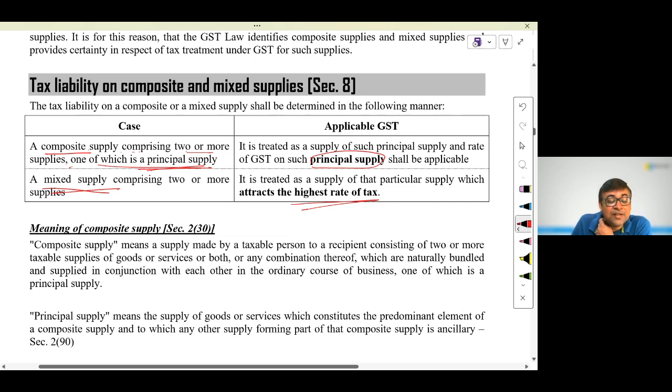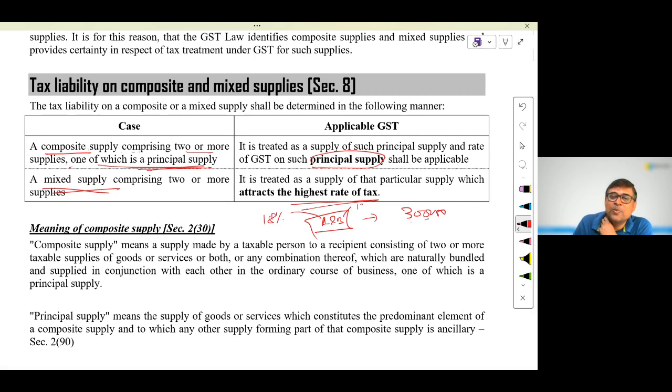The item which attracts the highest rate shall be applicable on the entire value. Suppose in our example, A and B are supplied for rupees 3 lakh. If this is the case of mixed supply, A is taxable at a rate of 18% and B is taxable at the rate of 12%. The highest rate, 18 or 12%, whichever is higher, I believe 18% is higher.